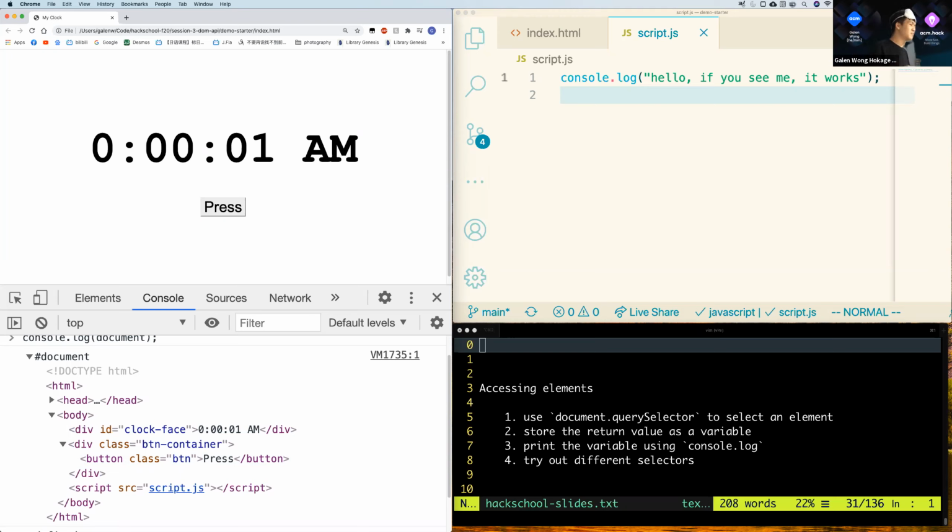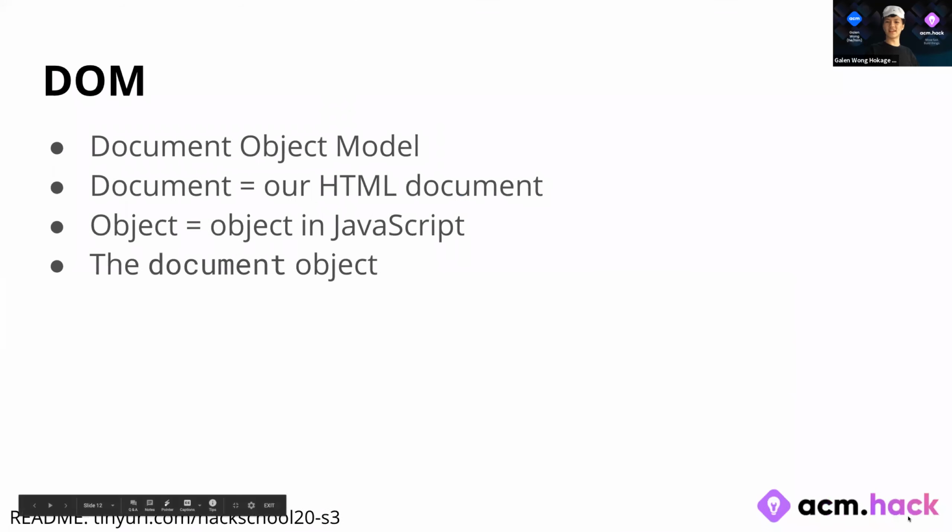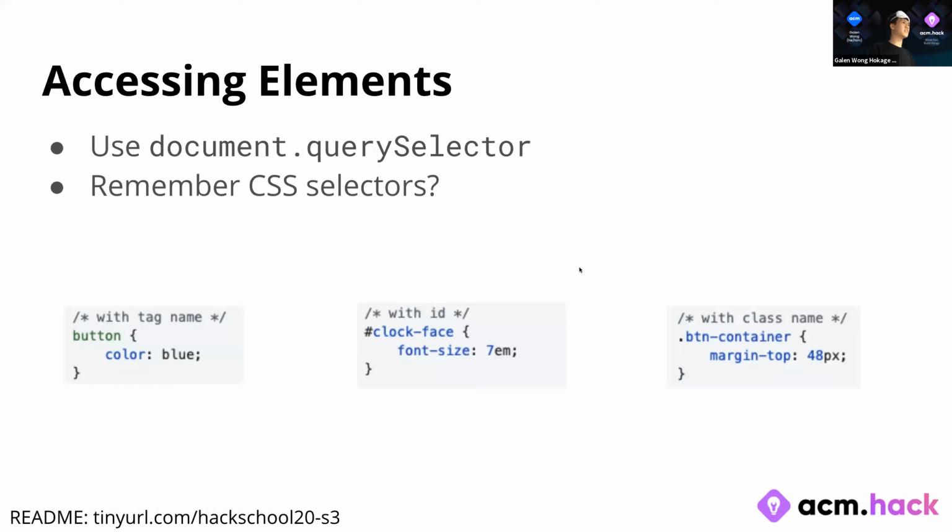We have the document object, but we don't care about the entire web page. We might want to only focus on, let's say, the button, or this clock face. I want to change the text or whatever. Having access to the entire web page doesn't help us. So what do we need to do in that case? We need to find a way to access elements inside the page.